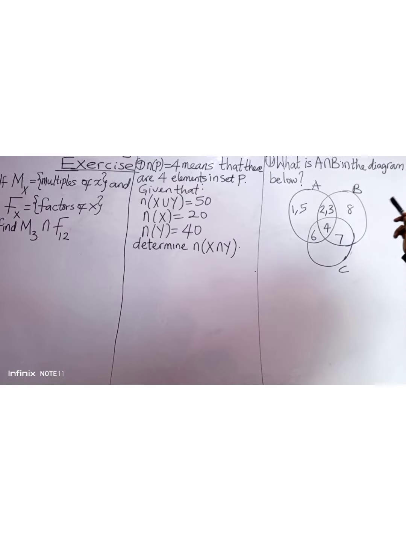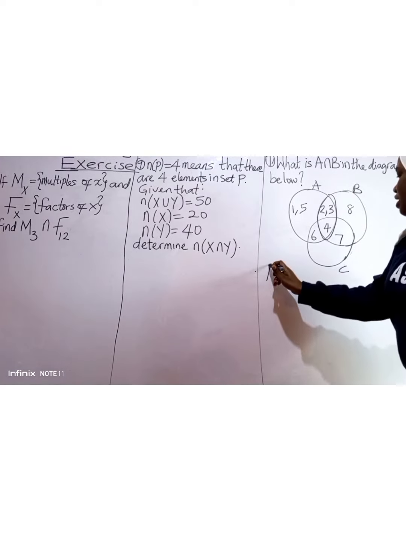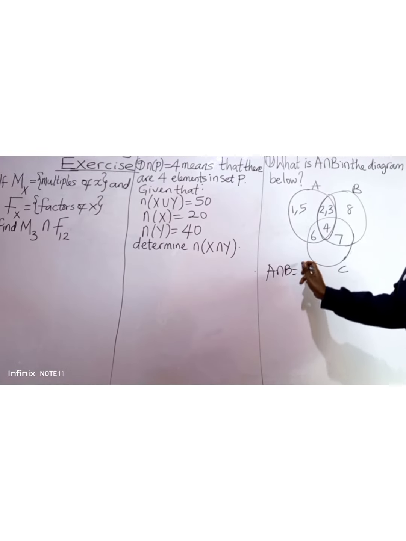Number 7, what is A intersect B in the diagram below? So this is A, this is B, this is C. A has 1, 5, 2, 3, 4, 6. B has the elements 2, 3, 4, 7, 8, and C has 4, 6, and 7. Now, what is A intersect B? That is where they intersect, where they join, the elements that they have in common. So you can see that here is the place. A intersects B is equal to 2, 3, and 4.